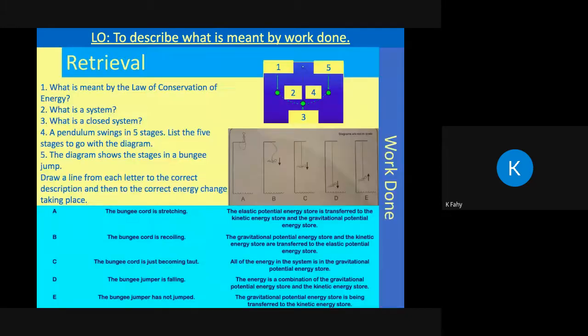Okay, let's start with our retrieval practice. You will need to pause the video. You've got 5 questions to do there. The 5th question is a mix and match, where the pictures correspond to the letters A, B, C, D, and E. Again, pause your video, give yourself a couple of minutes to do this, and press play once you're ready to go through the answers.